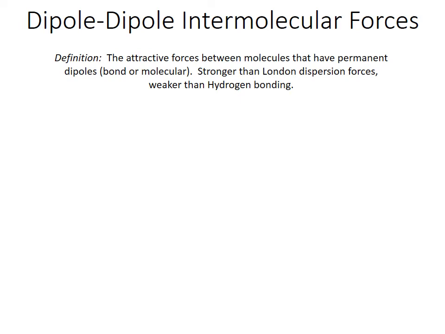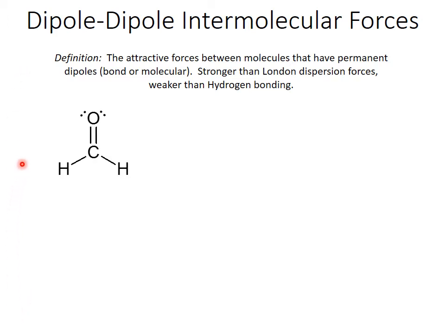In this video, we're going to look at dipole-dipole intermolecular forces in a little more detail. These are the attractive forces between molecules that have permanent dipoles. So these are going to be polar molecules. Dipole-dipole interactions are stronger than London dispersion forces, but they are weaker than hydrogen bonding. Let's take a look at an example.